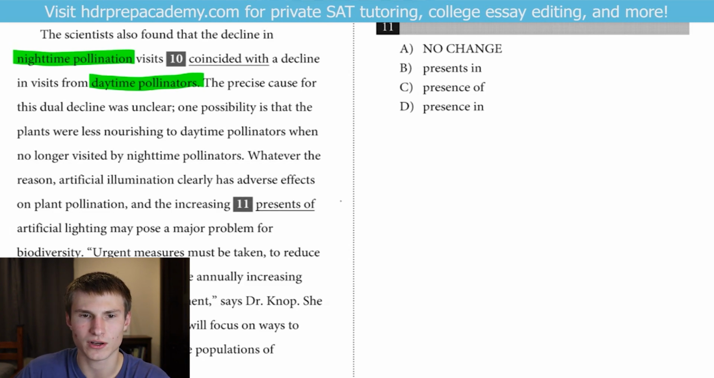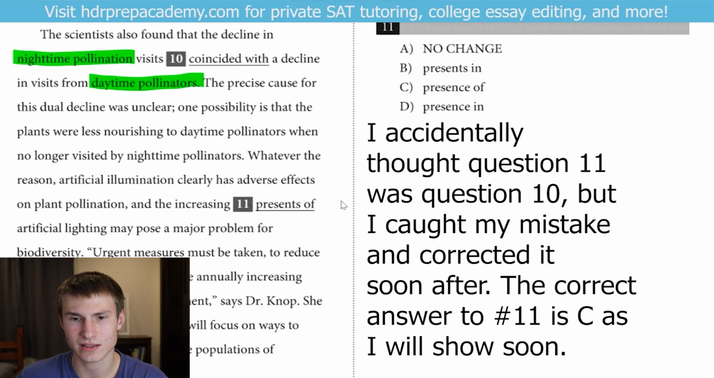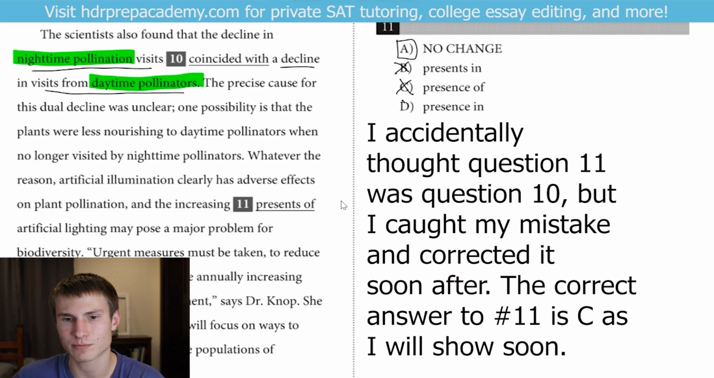And also, before we do that though, we can go ahead and answer 10, right? We obviously are going to end up seeing that this is pretty much an idiom question, right? And also dealing with understanding the correct meaning of verbs here. When we say something coincided with, it means that in this case we're talking about nighttime pollination visits versus visits from daytime pollinators. When we say that those two coincided together with a decline, coincided with, that's perfect because it's showing that they're related, right? Saying presents in doesn't show that they're related. Saying presence of doesn't show that they're related. And saying presence in also doesn't show they're related. Saying that they coincided with, a decline in nighttime pollination visits coincide with a decline in visits from the daytime pollinators, that's showing that they're related, right? That the two coincide with each other. Okay, so A is perfect.